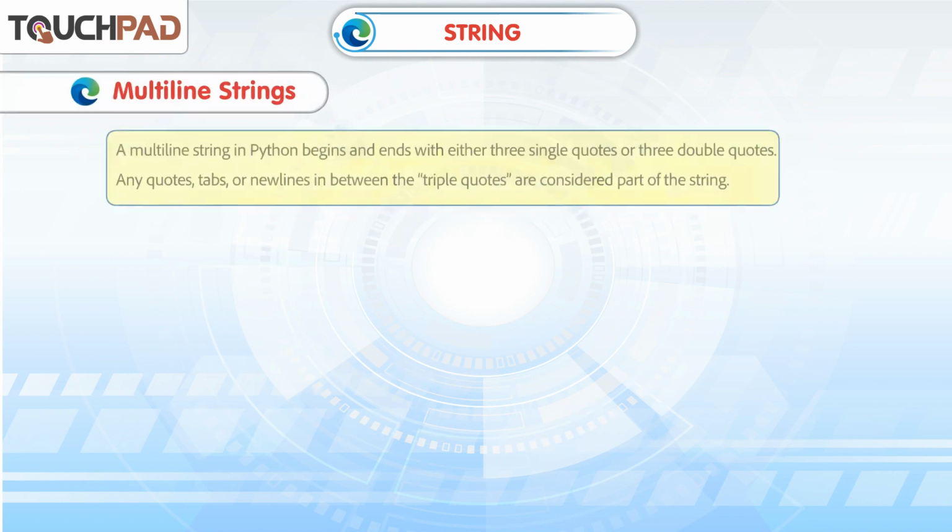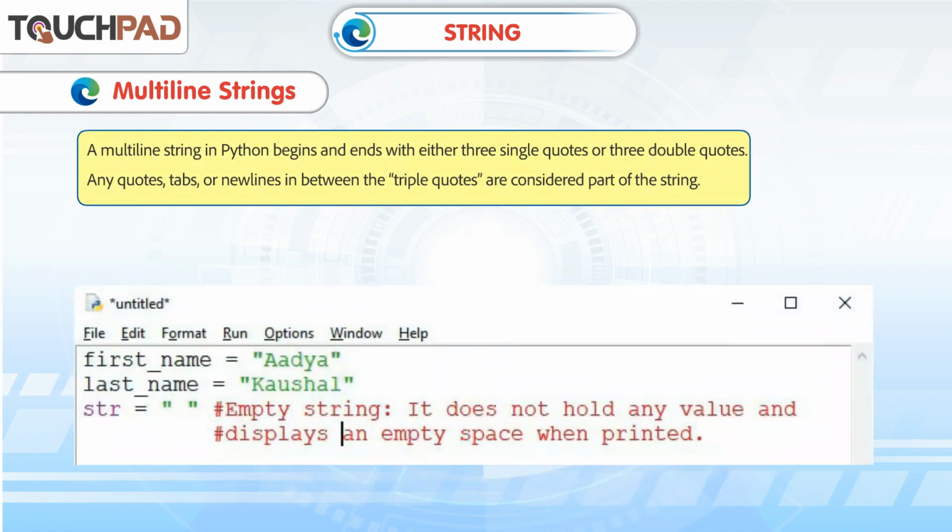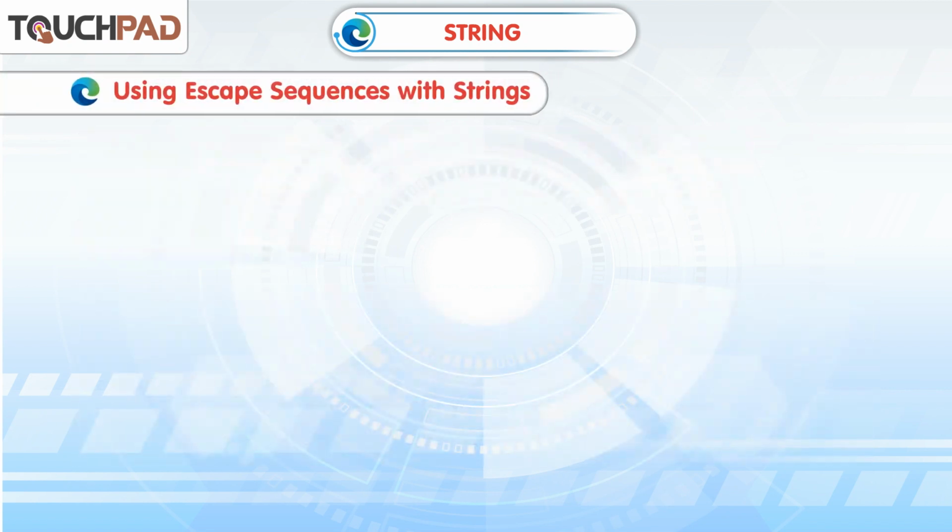Multi-line strings. A multi-line string in Python begins and ends with either 3 single quotes or 3 double quotes. Any quotes, tabs, or new lines in between. The triple quotes are considered part of the string. Program 4 to create a string using escape sequences with strings.